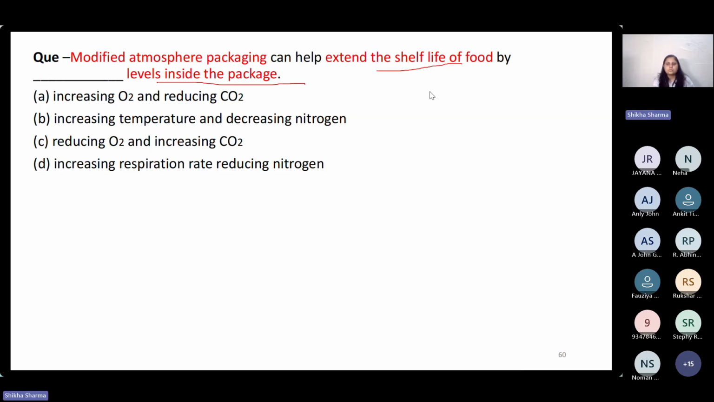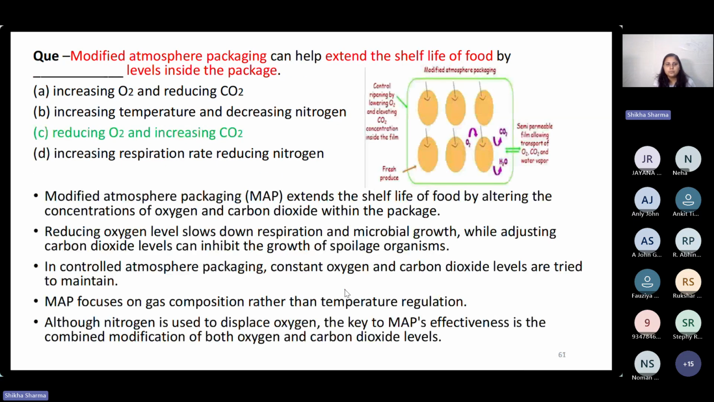Also, please let me know what is the difference between controlled atmosphere packaging and modified atmosphere packaging. Okay, so most people are saying C, that reducing the level of O2 and increasing the CO2, which is correct, that we are reducing the level of O2 and increasing the level of CO2. But please let me know what is the difference between MAP and CAP.